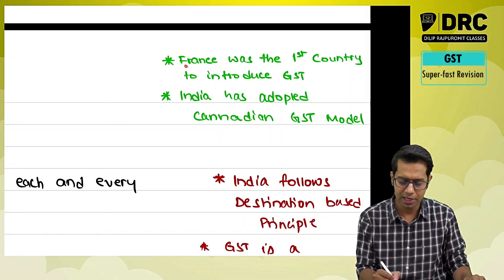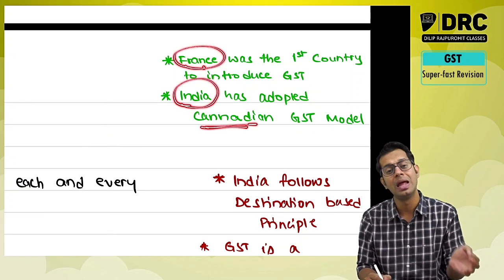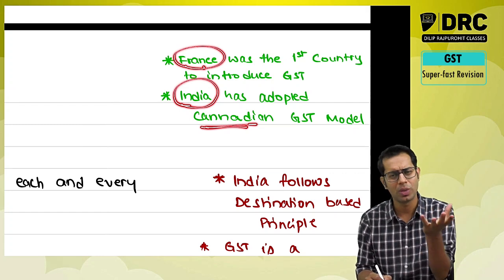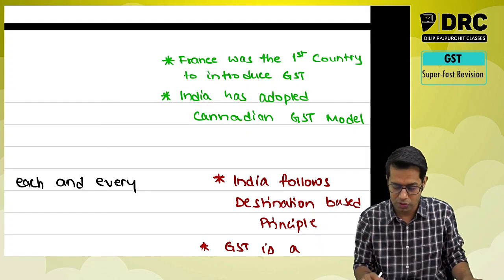Which is the first country to introduce GST? Sir, France was the first country to introduce GST, and India has adopted the Canadian model of GST. There are different countries which have their own models. We have adopted a model which is used by Canada.